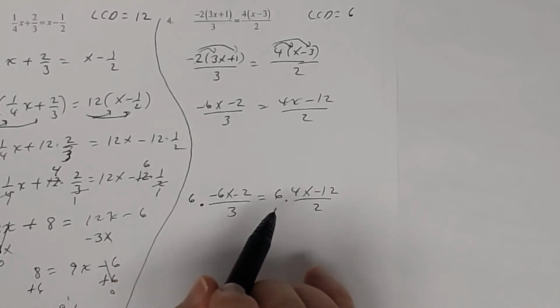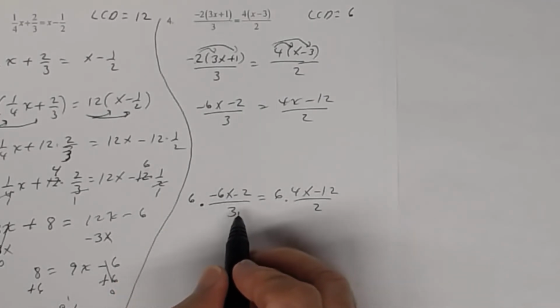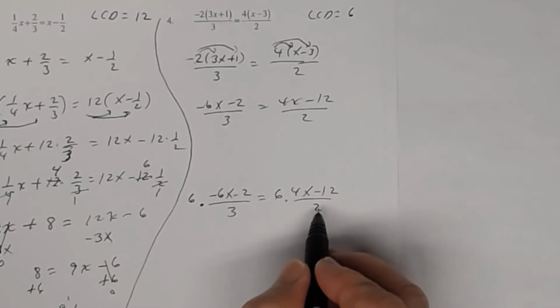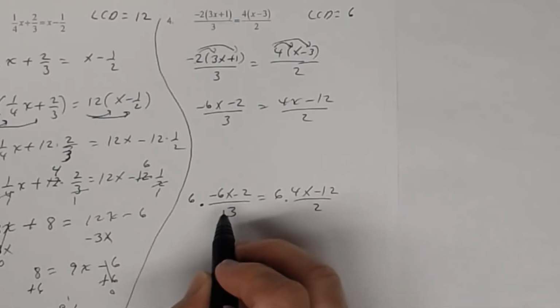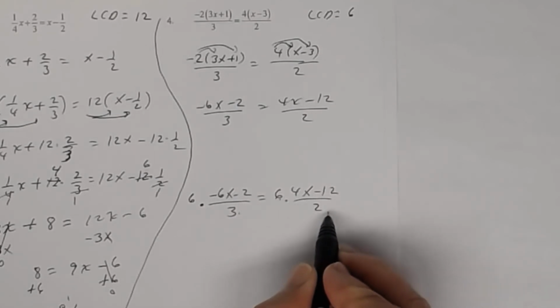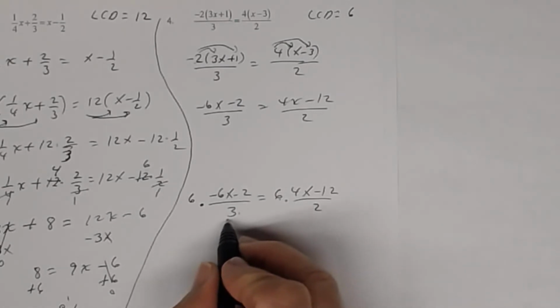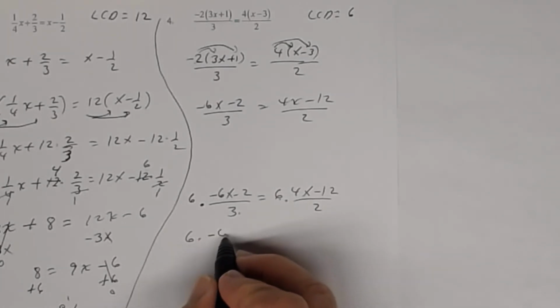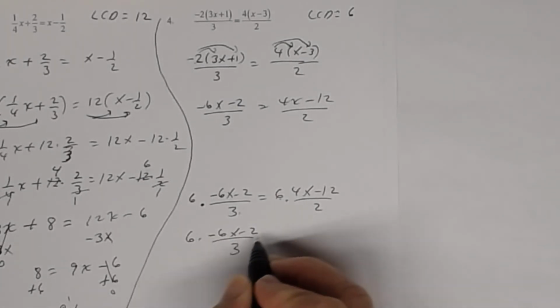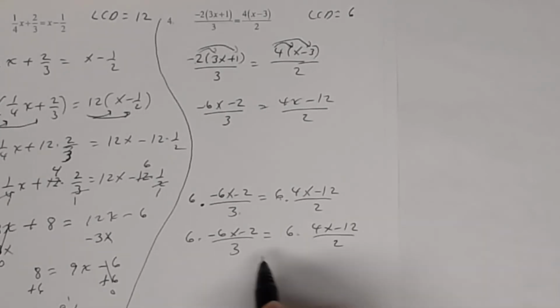By multiplying both sides by 6, I want you to notice that I will be able to clear those fractions, those denominators, because 6 is divisible by 3 and 6 is divisible by 2. Okay? So let's go ahead and do that. Let me rewrite this over just so I can write on it. So let's go ahead and reduce.